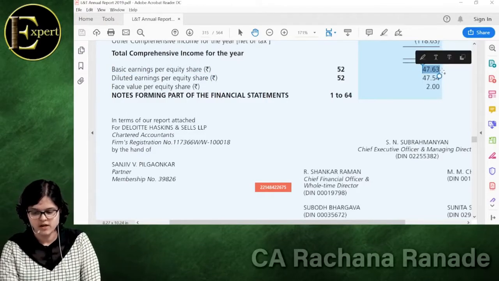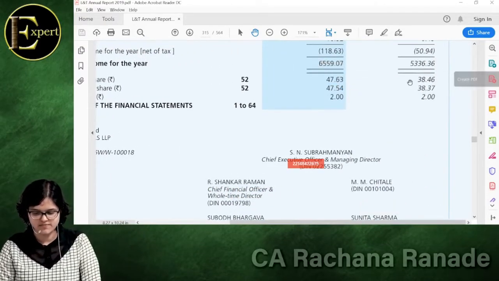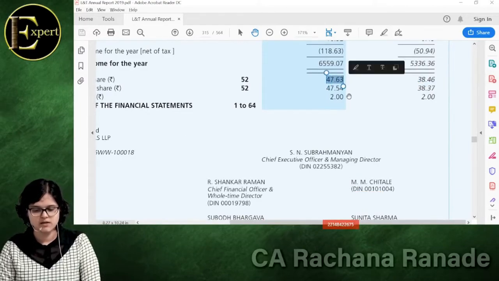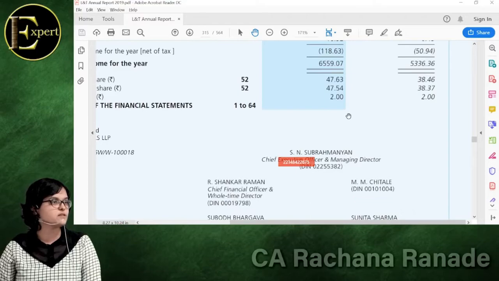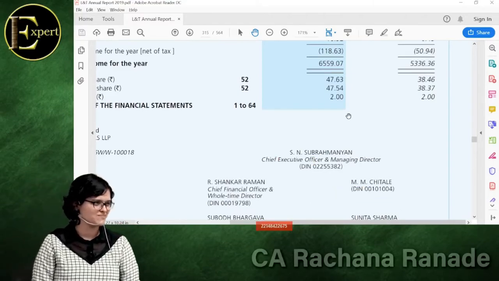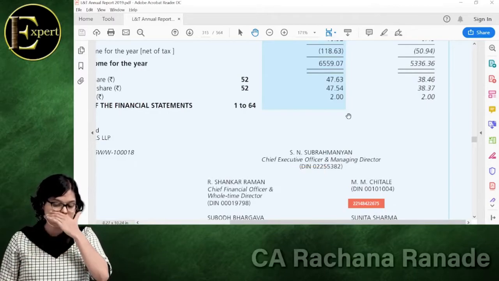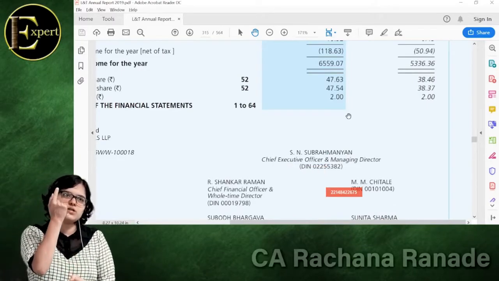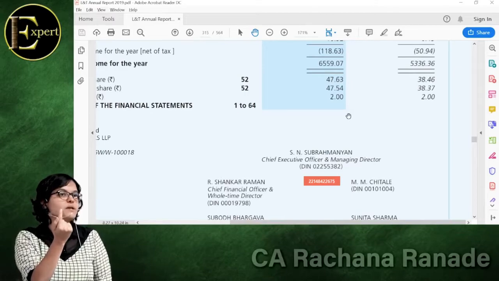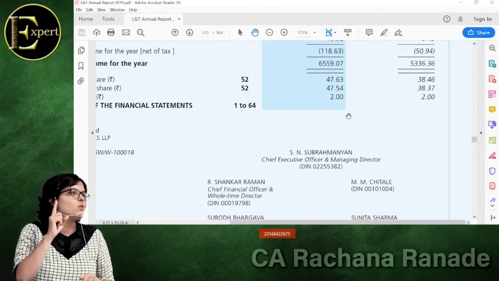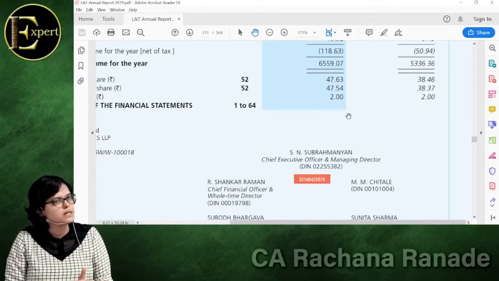47. Now quickly tell me, just have a look at this. The previous year's EPS was this, the current year EPS is this. Is the company doing better as compared to the previous year? Yes, you found out in a second. Correct? What is the simple thought process behind this? Per share, how much was the company able to earn with one share? That is earning per share.